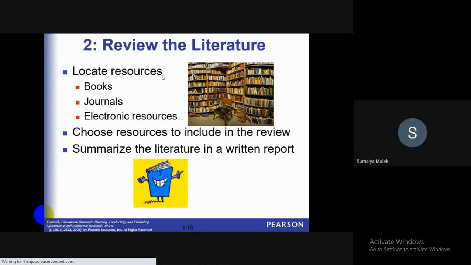Sir, how many literature reviews can we use? It depends. There is no minimum or maximum number. If you can establish your point by reviewing 10 articles, it's all right. But if you cannot establish this even by reviewing 30 articles, then it is not meaningful. So it depends, right? Okay, sir.